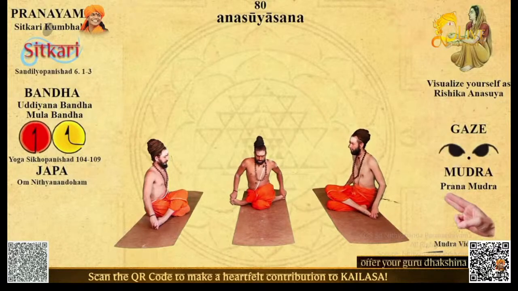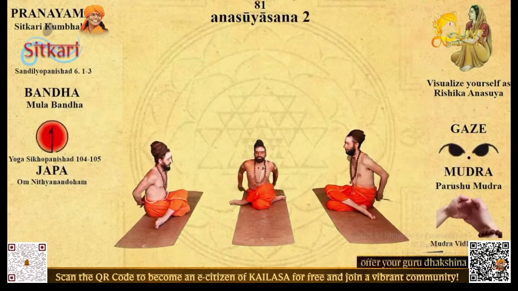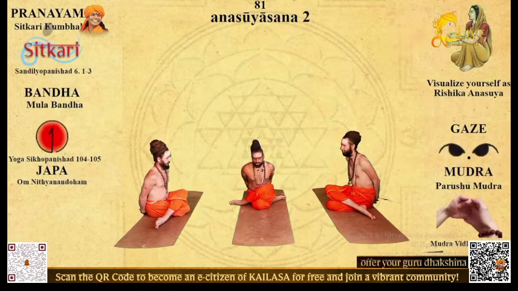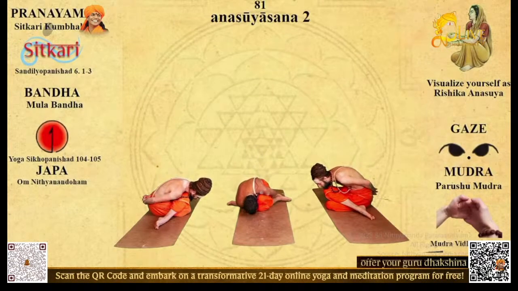Now, the next asana is Anushasana 2. From the same seated position, interlace the fingers at the back. Now lean forward, gaze to the nose as you bring the forehead on the ground. Now touch the nose to the ground. Now visualize Rishika Anushya in your space.